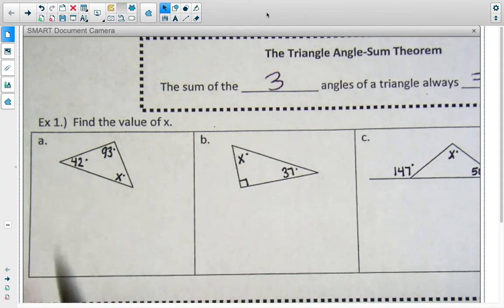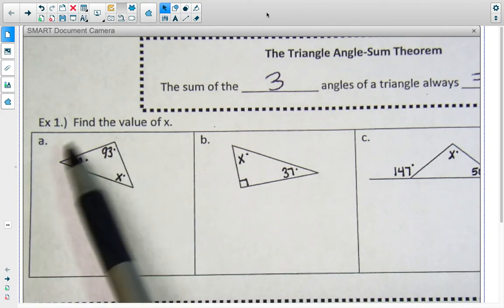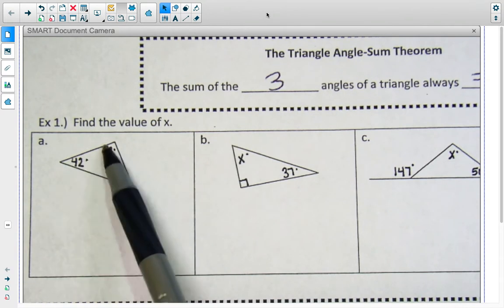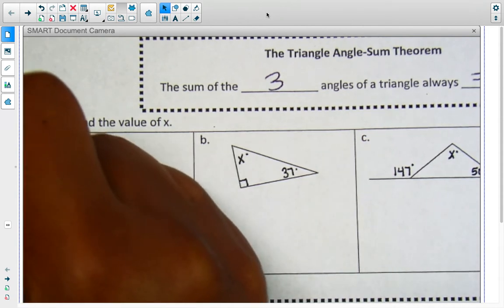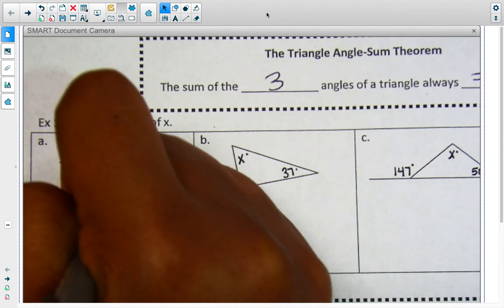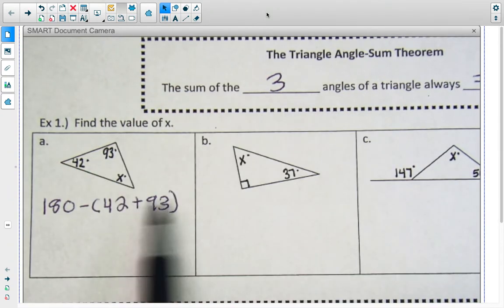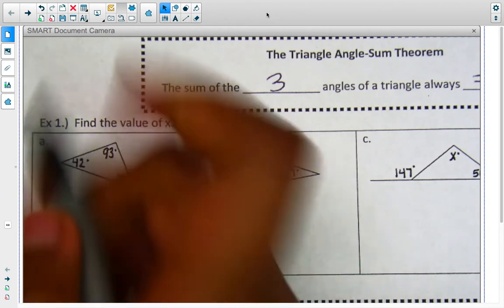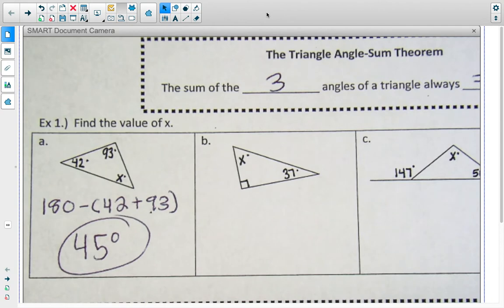Let's start with A. This is 42 degrees, 93 degrees, and this is X. I know that when I add all 3 of these together, it should give me 180 degrees. So we can do 180 minus 42 plus 93. I'm just going to add these up, subtract from 180, and we'll get that X is 45 degrees.